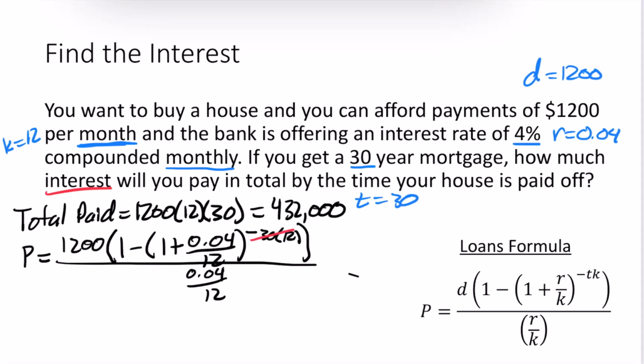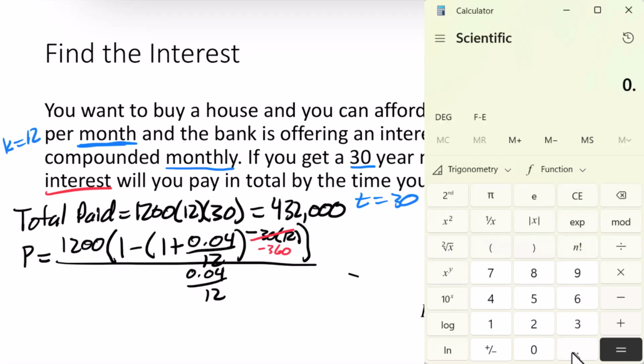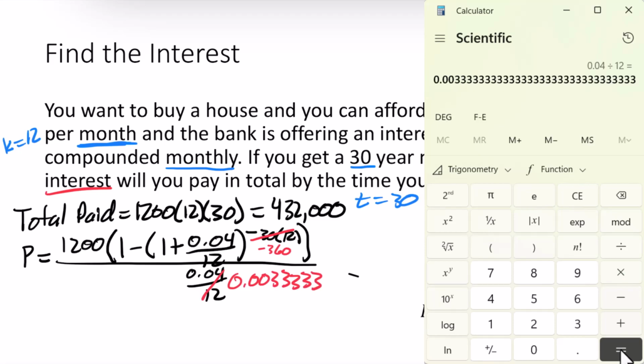So let's do our mini calculations first. Negative 30 times 12 is negative 360. And 0.04 divided by 12 is going to be 0.0033333333. And I'm going to take that decimal and add 1 to it. That gives me this decimal. Then I'm going to raise this to an exponent of 360, but it's a negative 360, so I'm going to make that a negative sign. That gives me that decimal.